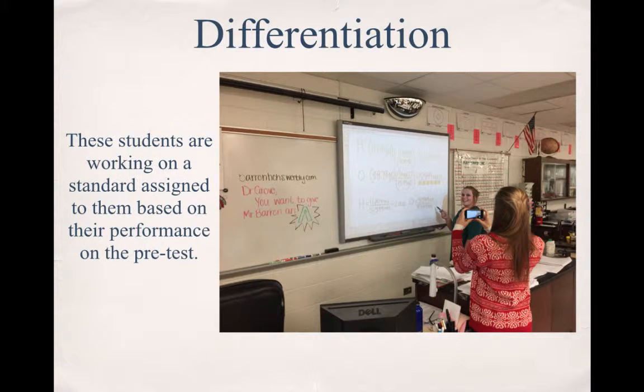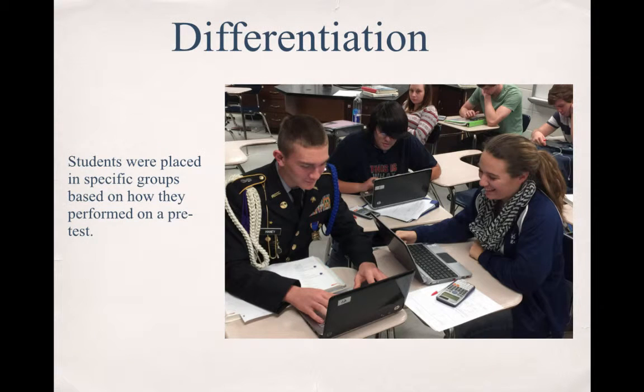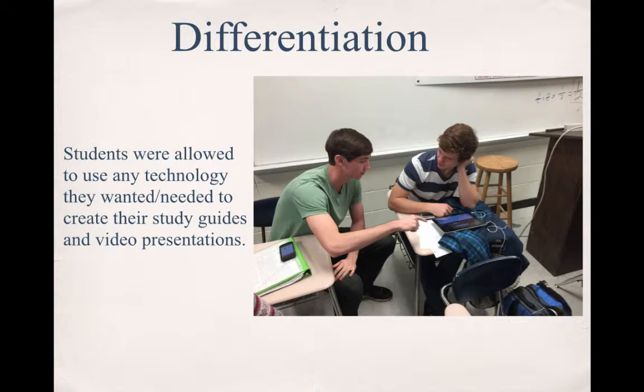Differentiation of content was accomplished by assigning students topics related to their content standards based on their performance on the pretest. The groups were constructed in a specific way as to match up students who had demonstrated mastery of a content standard with students that were weak on the same standard. This was critical to the success of the activity. Process differentiation was accomplished by allowing students to use any technology they wanted or needed to create their products. No assistive technology was required, but would have been provided if needed.